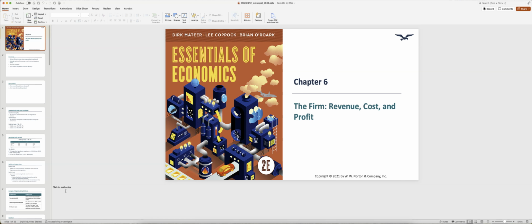So with that stage being set, here in chapter 6, we start looking at the firm. We're going to start here in 6 by looking at the firm in general. And then in 7 and 8, we look at different types of competition, different ways that individual firms exist with each other.